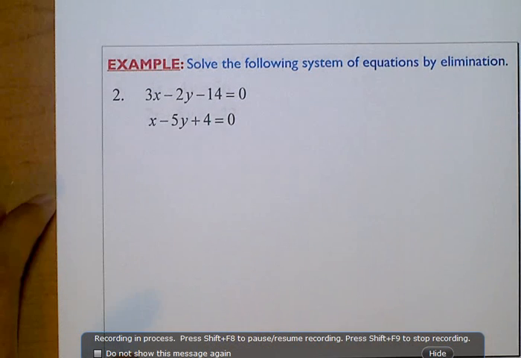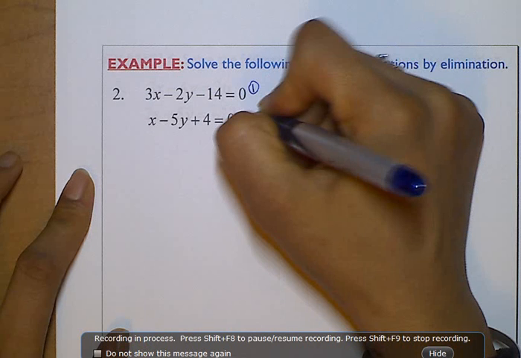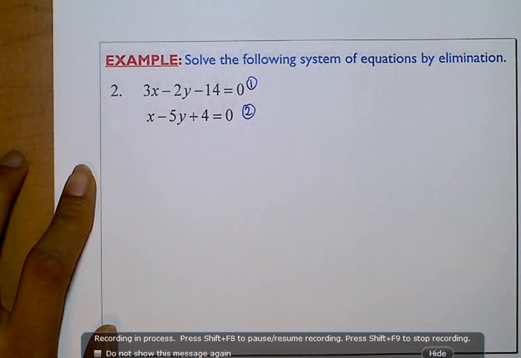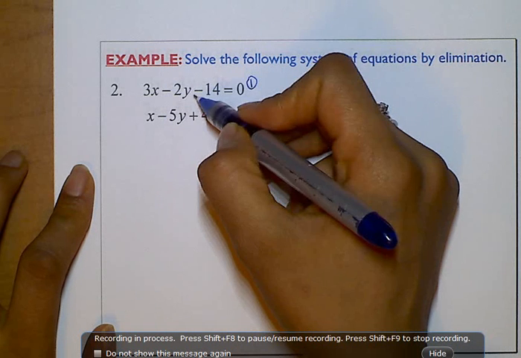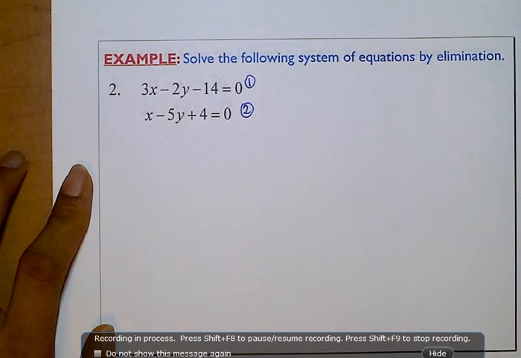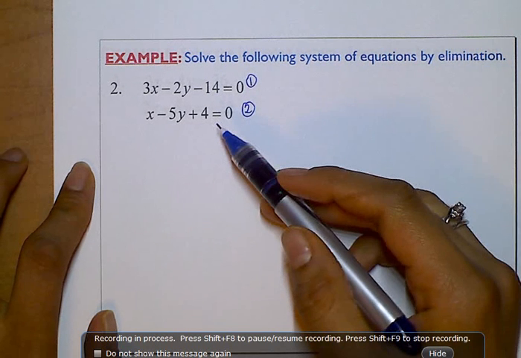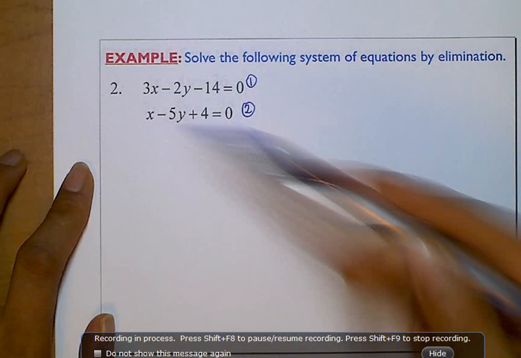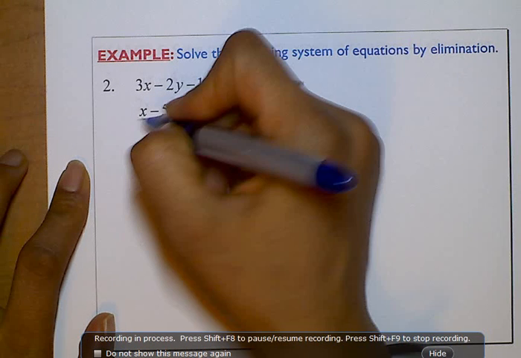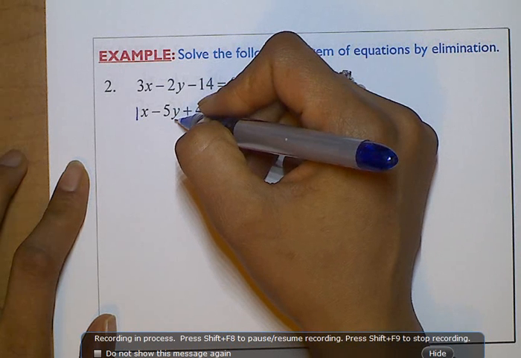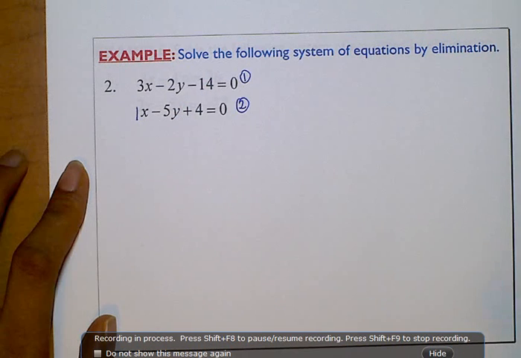And I'm going to try to eliminate our variables. So I'm going to see which variable I can eliminate. So here I have a 3 and here I have a 1. Here I have a negative 2 and I have a negative 5. So neither one of the coefficients in front of the variables are the same, but I can make them the same by multiplying an equation by a coefficient. So here if I multiply this whole equation by a 3, I can get that number to be a 3. So that my coefficients in both of the equations that are lined up for x would be the same.